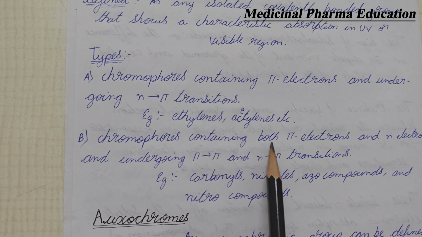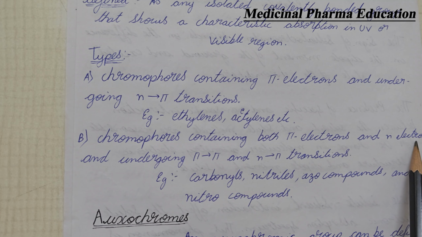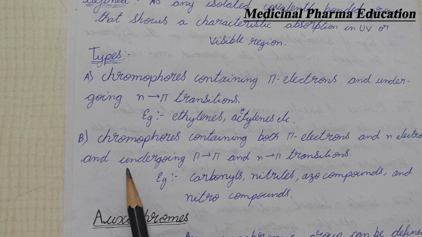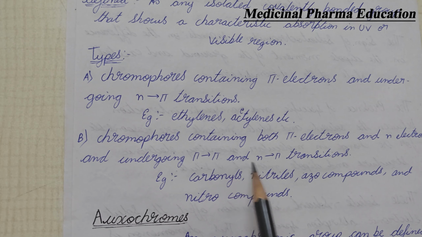And chromophores containing both pi electrons and n electrons, undergoing pi to pi star transition and n to pi star transition. Next examples: carbonyl, nitriles, azo compounds, and nitro groups. You just remember the definition. The types are not that important. In the exam they ask the definition and an example, that's it.